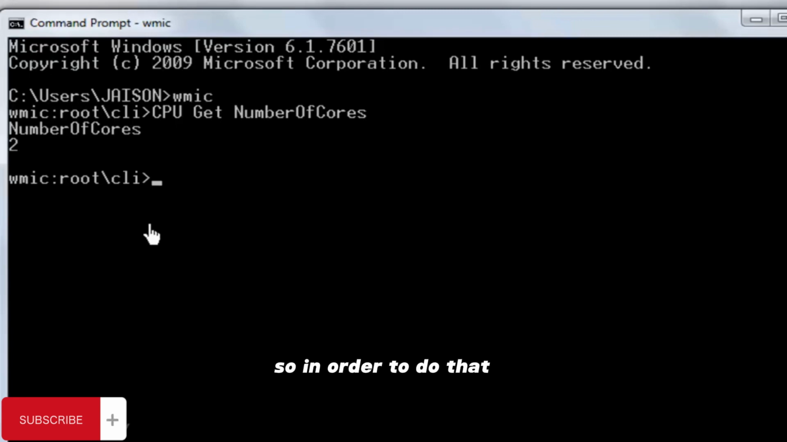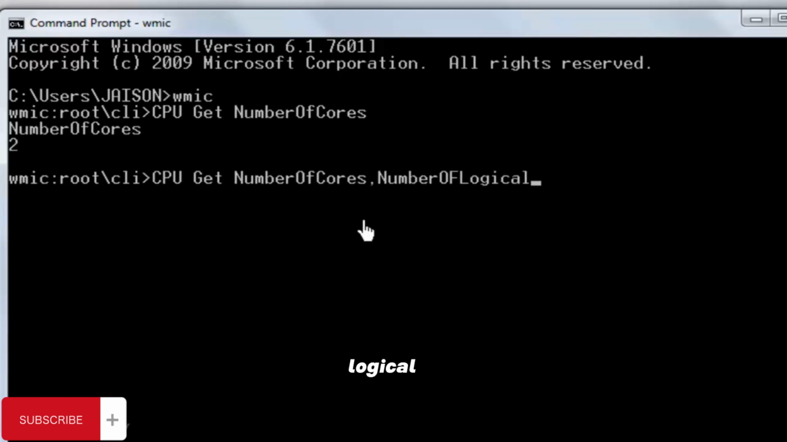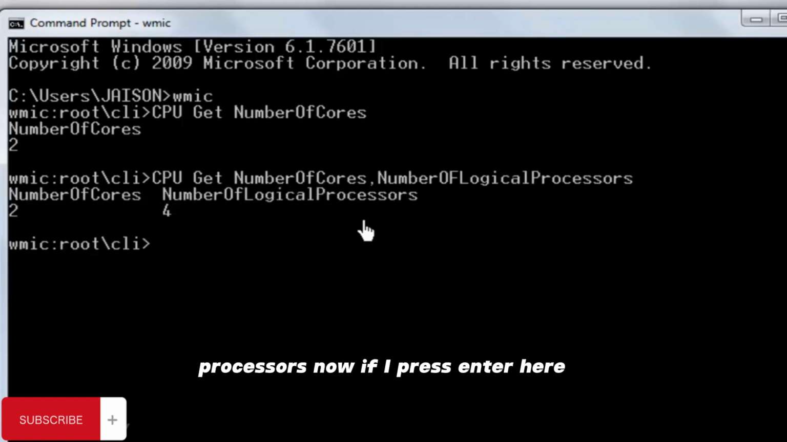So in order to do that, there is another command. Let us extend this command. Here we said get NumberOfCores. Now we will also say NumberOfLogicalProcessors. Now if I press enter here, what do I see? I see that the number of cores is 2, which we saw before, and the number of logical processors is 4.